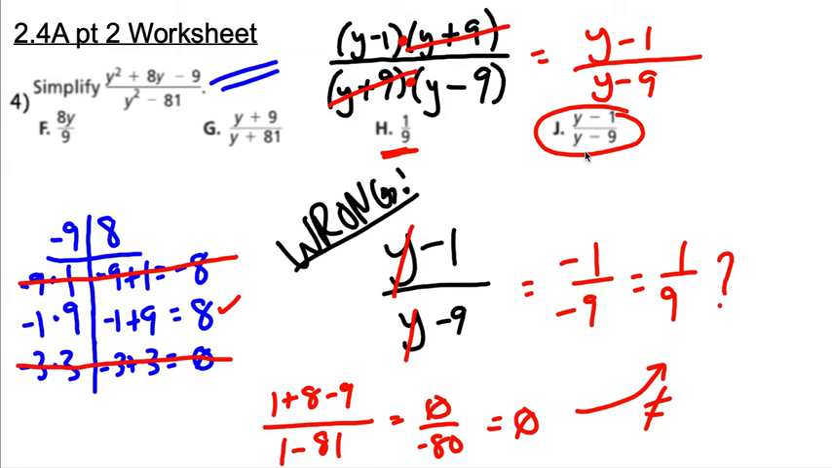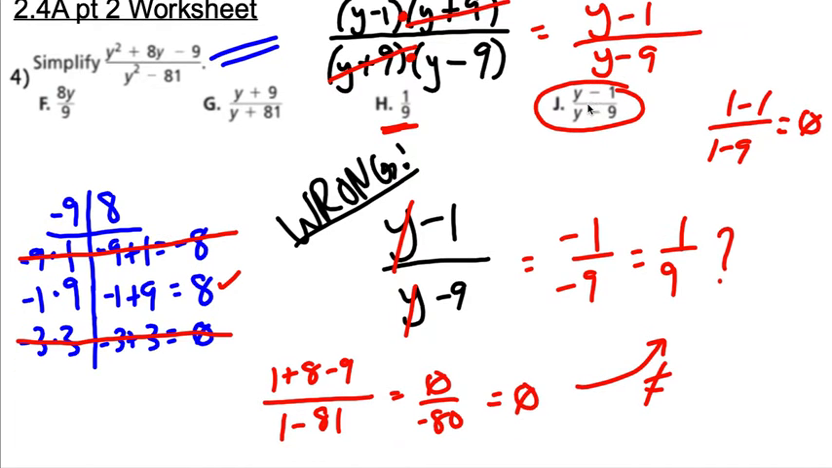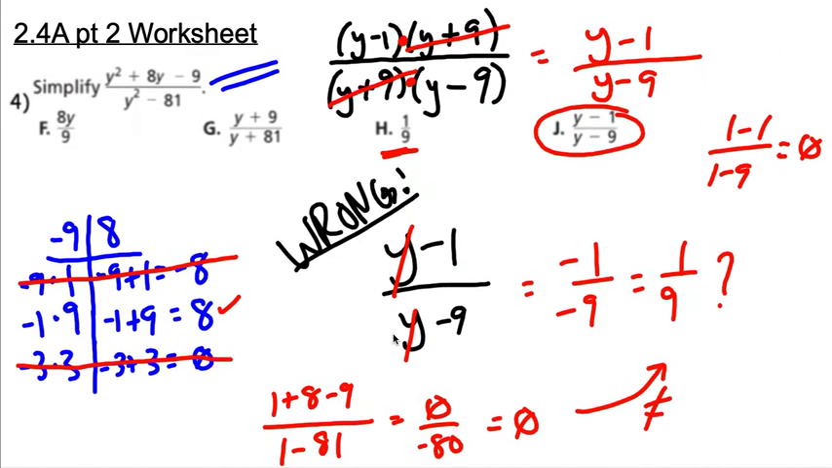But if we plug 1 in up here, we would end up with 1 minus 1 over 1 minus 9, which does give us 0. So you can see the difference there: whatever we plug into y minus 1 over y minus 9 should be the same thing as what we get when we plug it into the original.